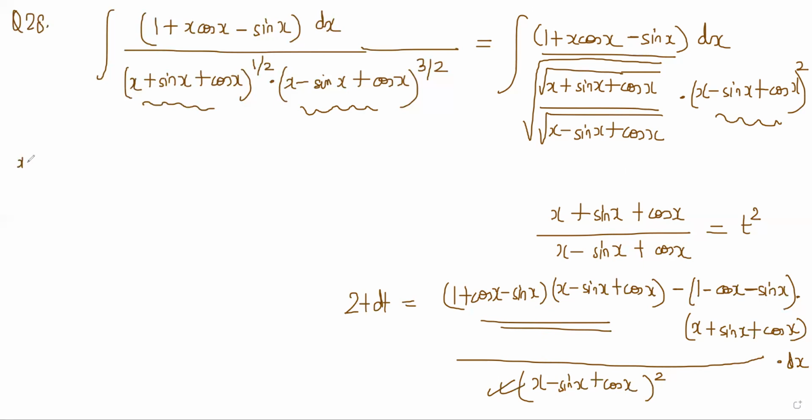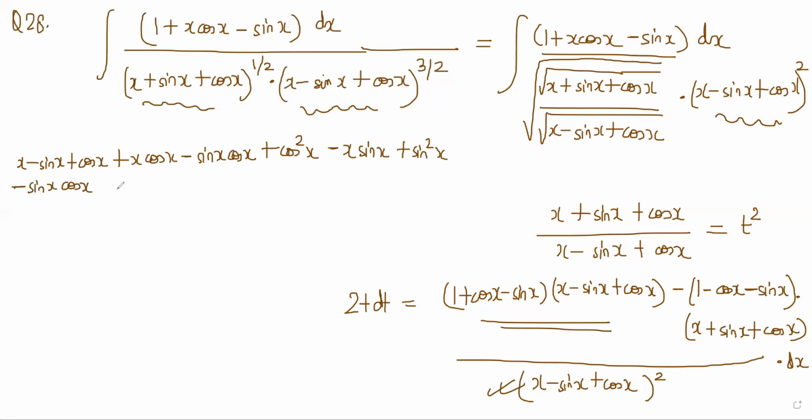It becomes x - sin x + cos x + x cos x - sin x cos x + cos square x - x sin x + sin square x - sin x cos x - sin x cos x, and then there is a minus, and inside we have (x + sin x + cos x), and we have minus x cos x minus sin x cos x, and minus cos square x, and then we have minus x sin x minus sin square x and minus sin x cos x.